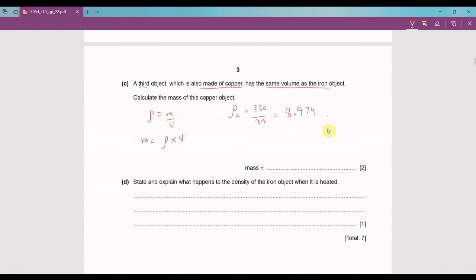8.974. Now notice I'm going to use this exact value here, the answer button in my calculator, because I don't want to round this value off during my calculations. You always round off your answer at the end when you have to write it in the answer space, because this is not your final answer. You have to use this calculation further, so it's best not to round it off right now.